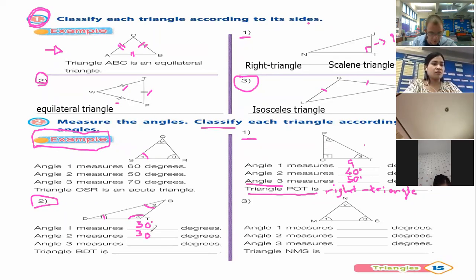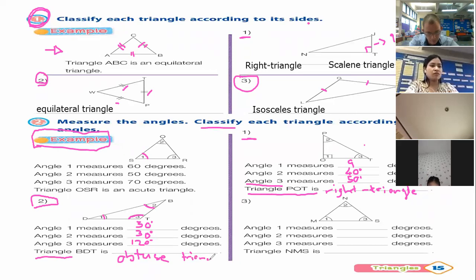Also 30. Did everyone get 30? Yes. Okay, what's the last angle size? 120. Excellent. What do we call this triangle? If you look at it, obtuse triangle. Obtuse. Excellent. Obtuse triangle.